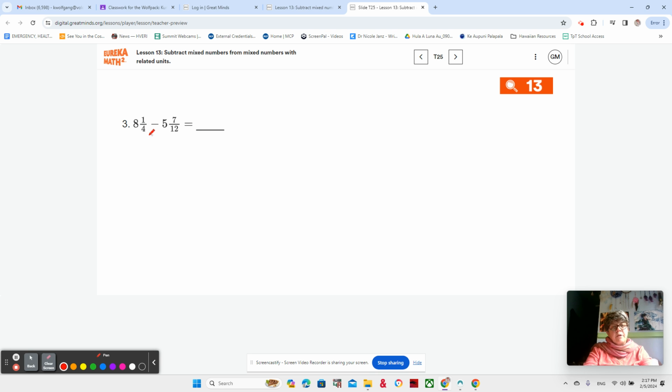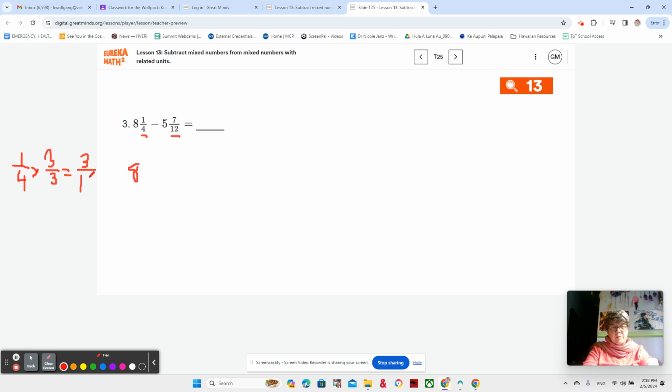So first of all, we notice that here we have fourths and here we have twelfths. Well, that's a problem. So we need to have them both be twelfths, right? So how do we change 1/4 to twelfths? Well, we make our frame that we always use for 1/4, and we multiply it times 3/3, and that is going to equal 3/12, right? 1/4 is the same as 3/12.